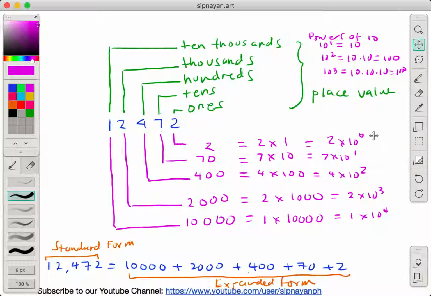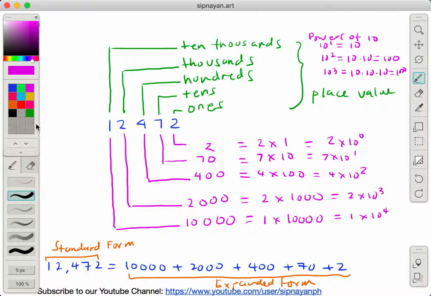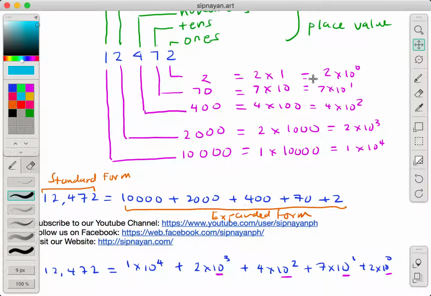Sa 10 to the first power, for example, yung 10 dyan, ang tawag natin dito ay base. At ang tawag natin dun sa taas, yung exponent o yung power. And kung mapapansin nyo, lahat ng digits are actually multiplied by powers of 10 o base 10.